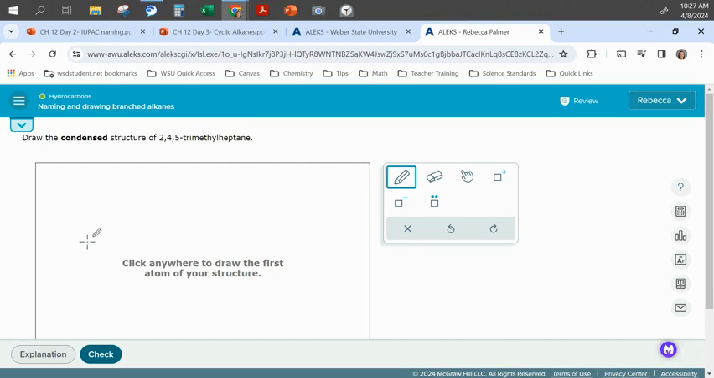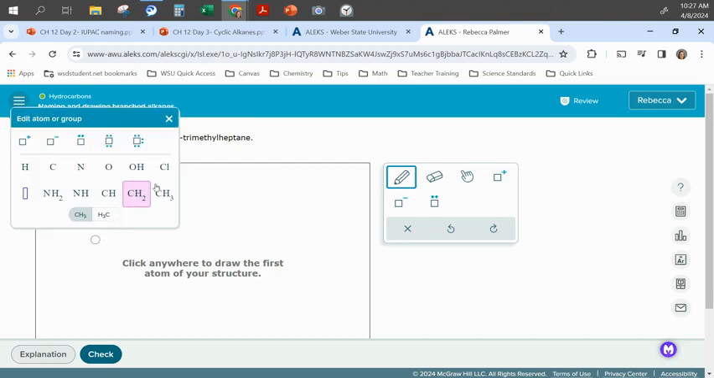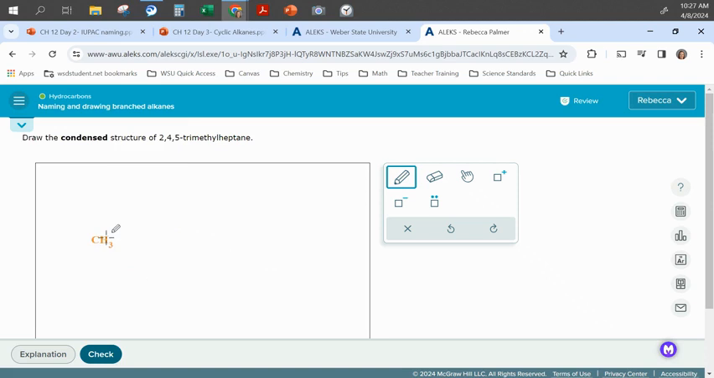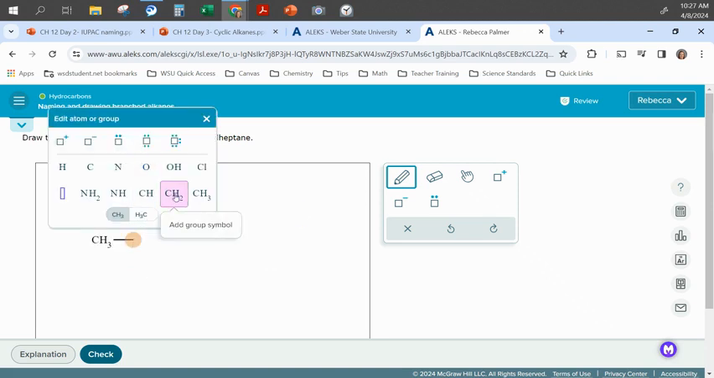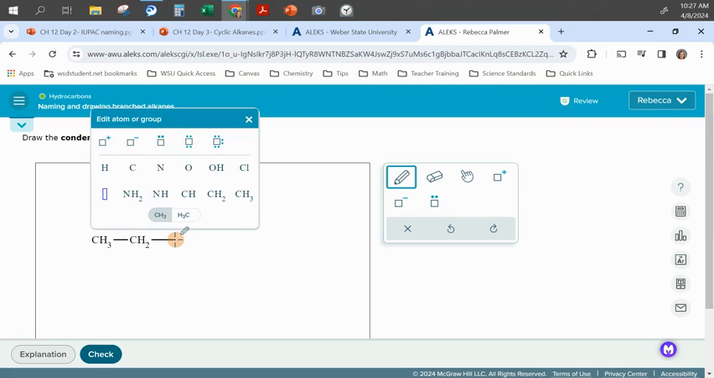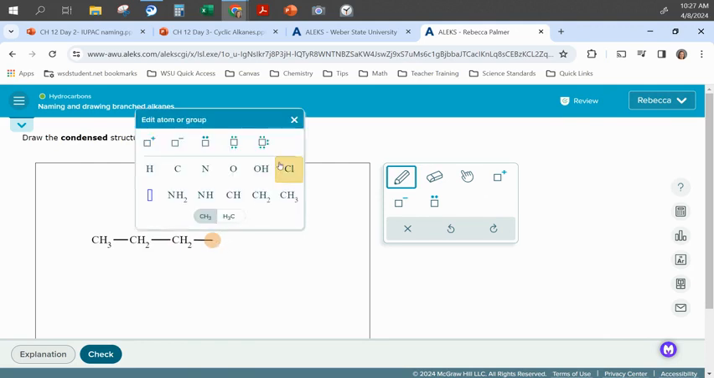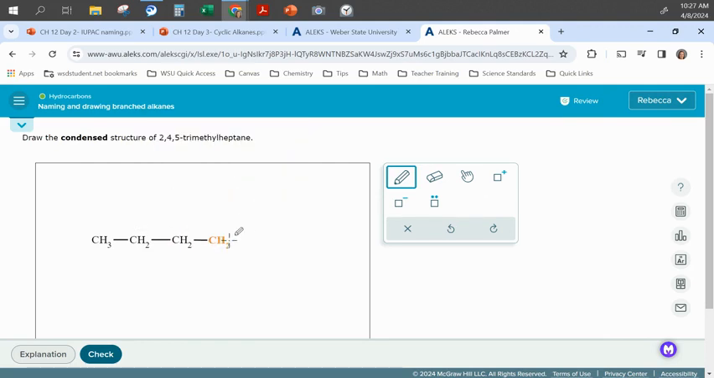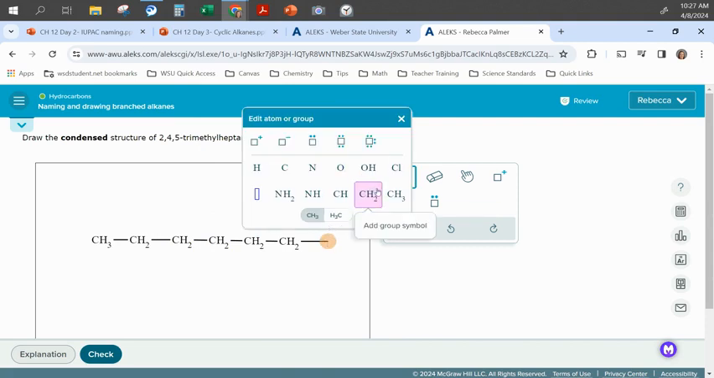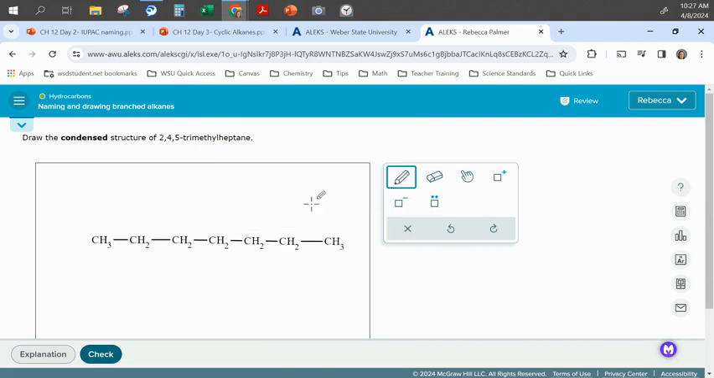So the first thing that I'm going to do is draw heptane. So heptane has a CH3, and then a CH2, and then another CH2, 1, 2, 3, and then another CH2, then another one. Let's see, how many? 1, 2, 3, one more. 1, 2, 3, 4, 5, and then the ends are methyl groups. Okay, so this would be heptane.